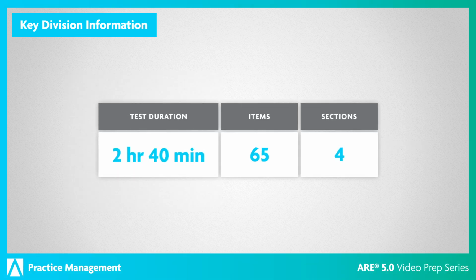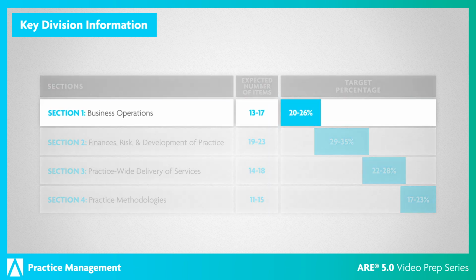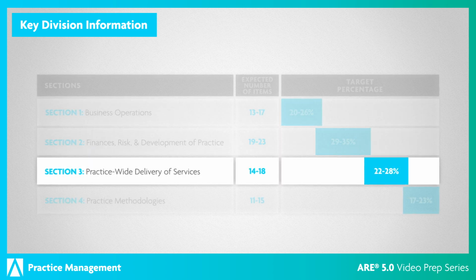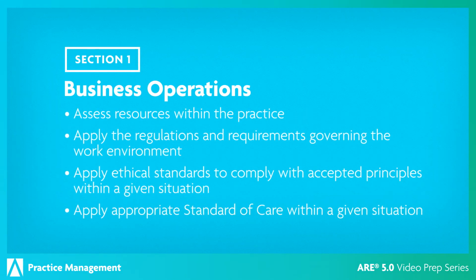You'll have 2 hours and 40 minutes to answer 65 questions in this division. The content is distributed between business operations, finances, risk and development of practice, practice-wide delivery of services, and practice methodologies. In the business operations section, you will need to understand that running a business requires attention to staffing, regulations, insurance, ethics, and the appropriate standard of care.